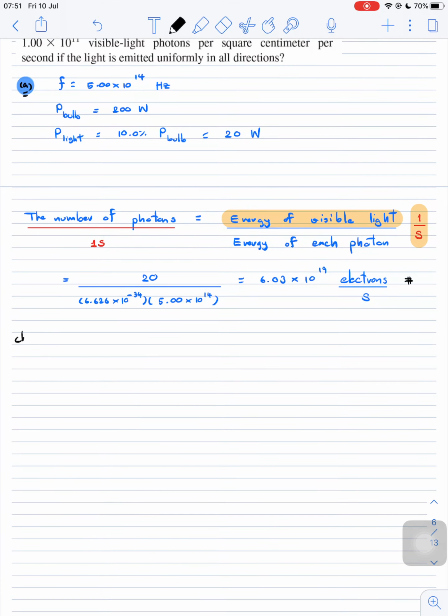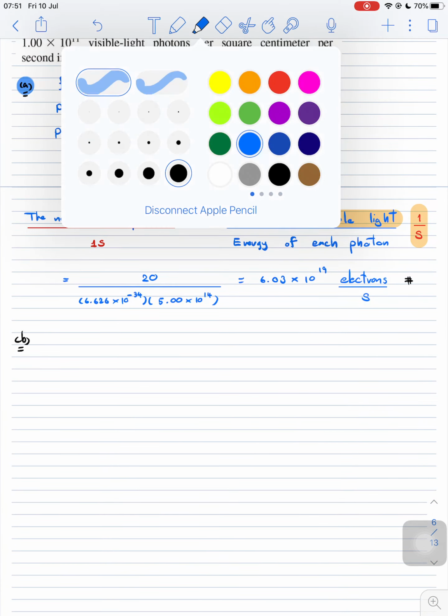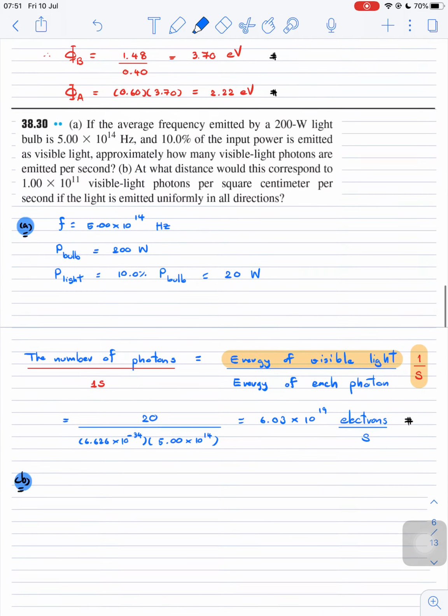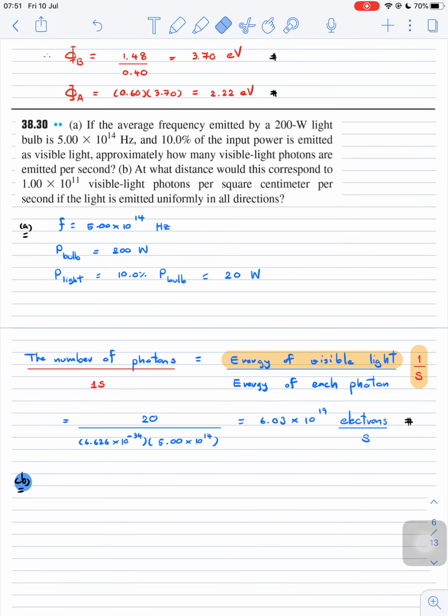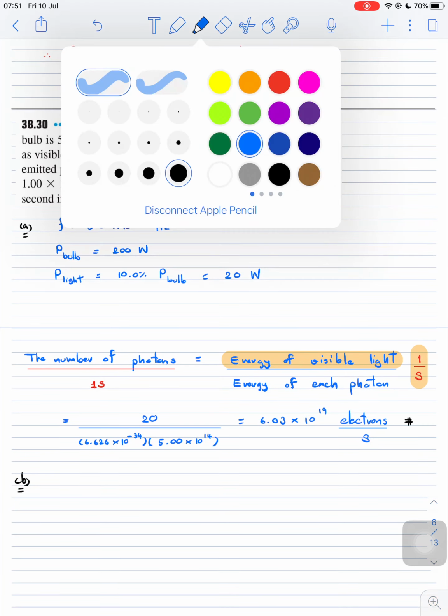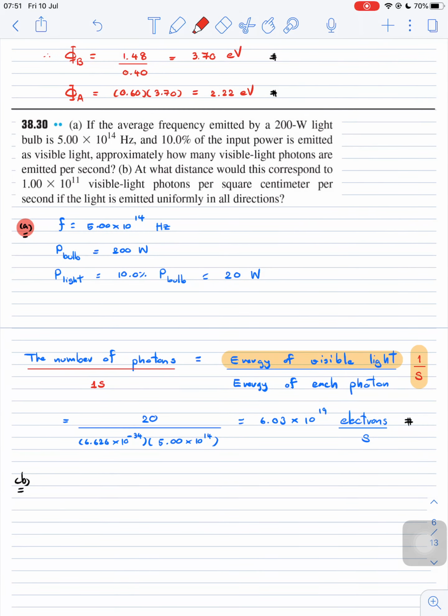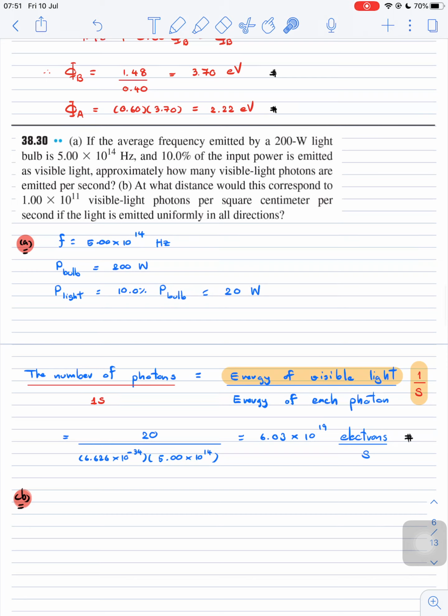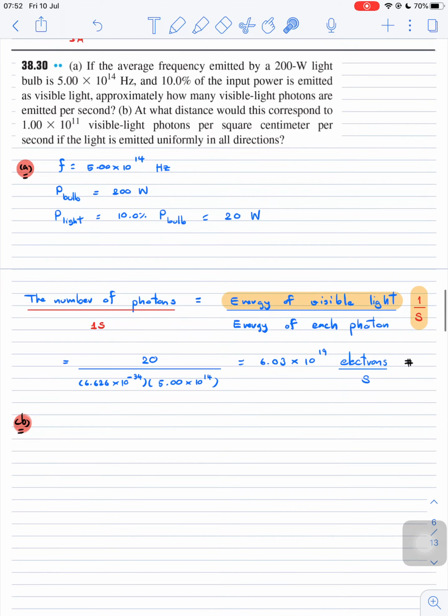So now for part B. Actually, it should use red. At what distance would this correspond to 10 to the 11 visible light photons per square centimeter per second if the light is emitted uniformly in all directions?